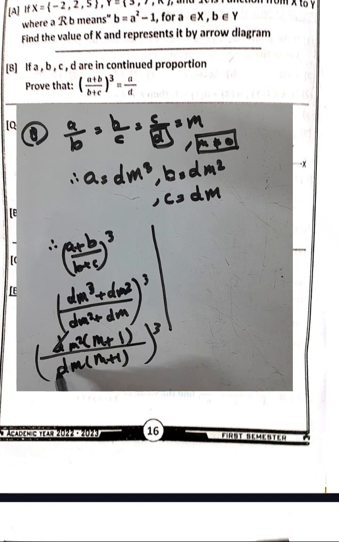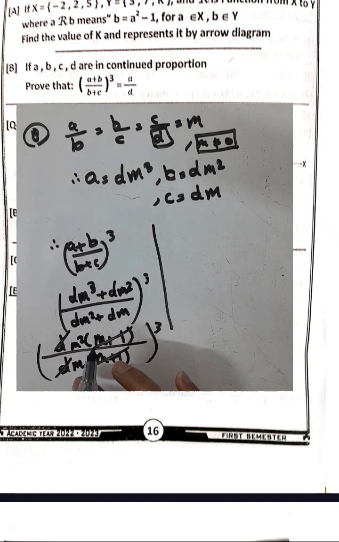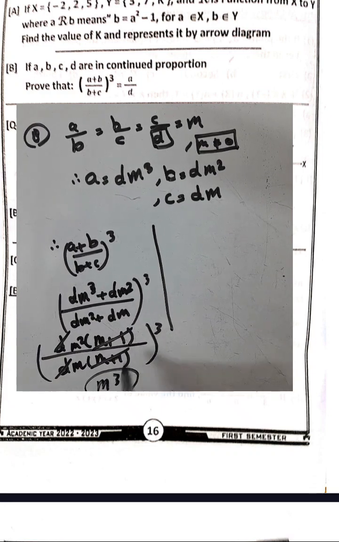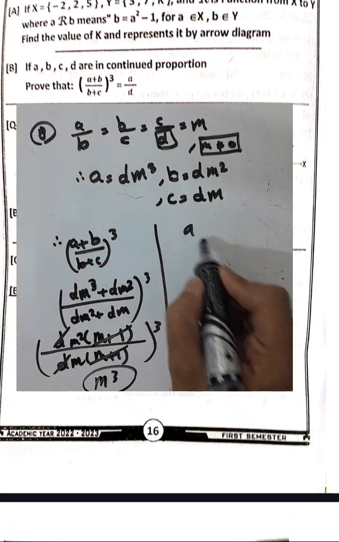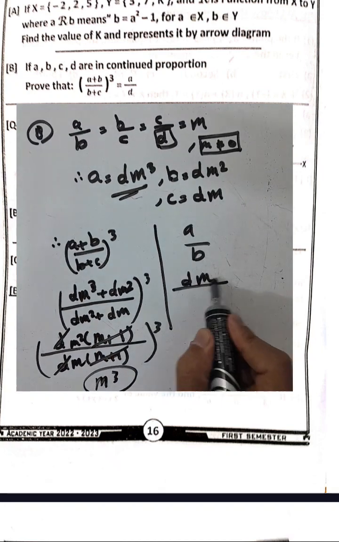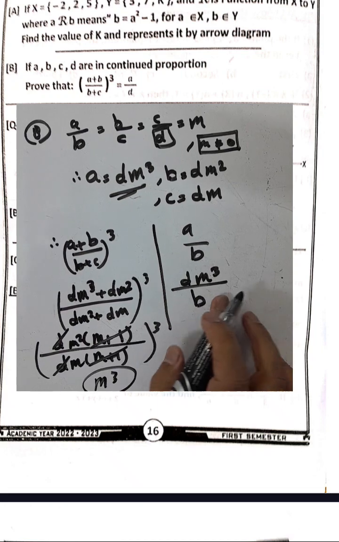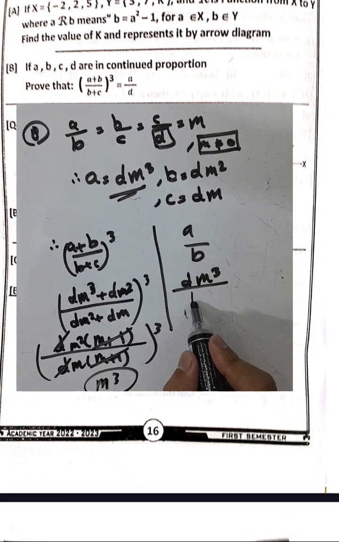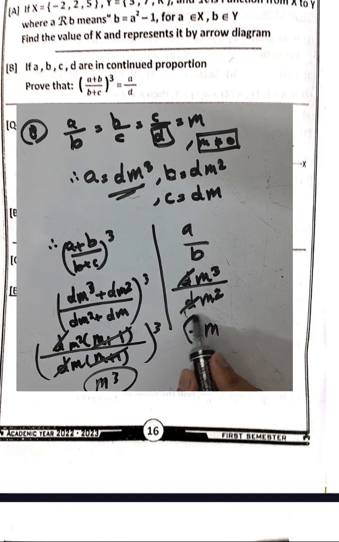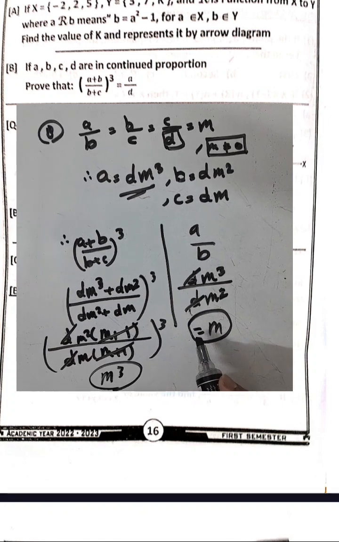You can cancel d by d, brackets with brackets, and m power 2 divided by m will be m power 3. And on the right hand side, a over b, a was dm power 3 over b equal dm power 2, cancel d by d, and the result will be m.